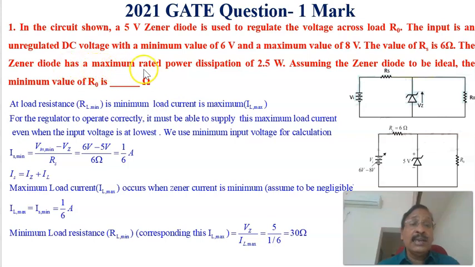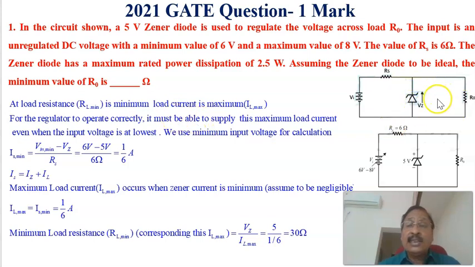And the Zener diode has a maximum rated power dissipation of 2.5 watts. The maximum power dissipation of this Zener diode is equal to 2.5 watts. Assuming the Zener diode is ideal, the minimum value of R0 is how much ohm? That is, what is the minimum value of the load resistance R0?